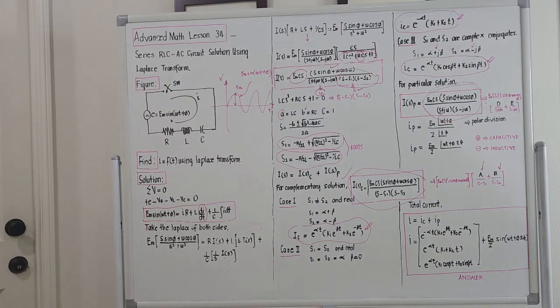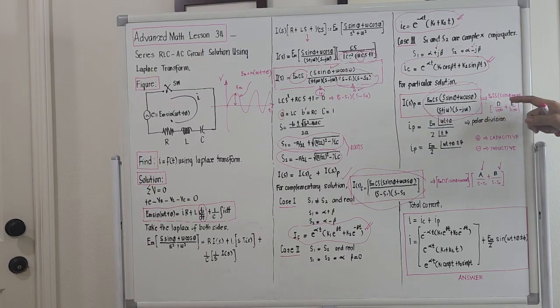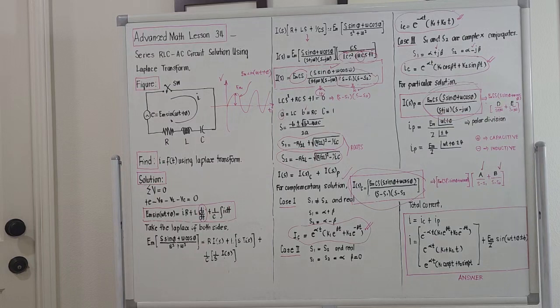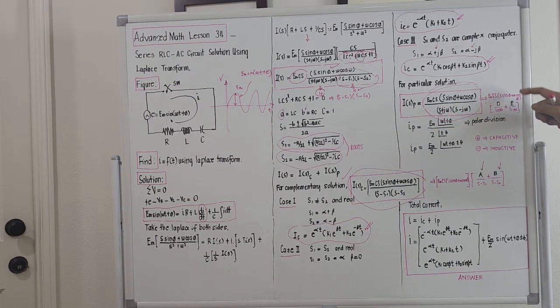Right? And if we try to compute for the particular solution, it will be EMCS times this quantity here, times an unknown number D all over S plus J omega, the pulse linear factor, under the particular solution, plus E all over S minus J omega. So to compute for the particular solution, compute for the value of D and E.